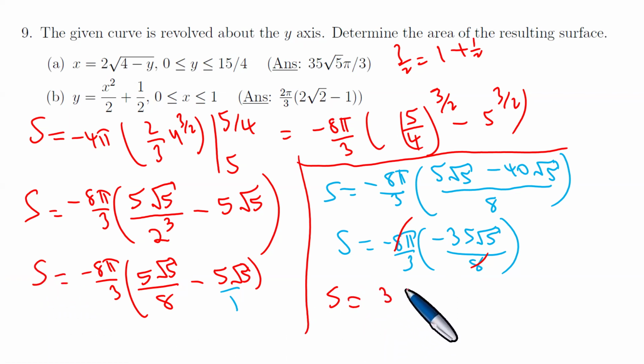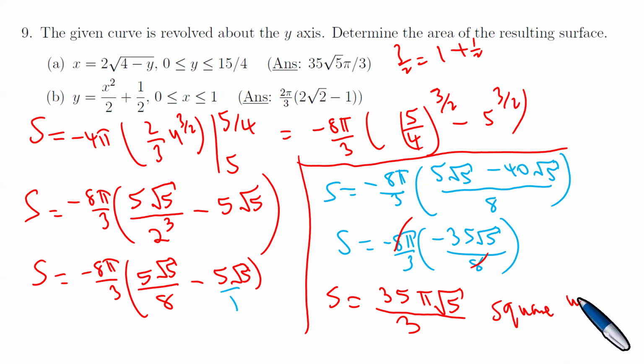And then you have 35 pi the square root of 5 divided by 3. So it's exactly the answer that is there. Any question? And obviously this thing is area, so it is in square units.